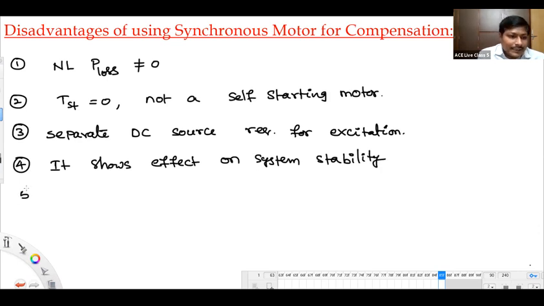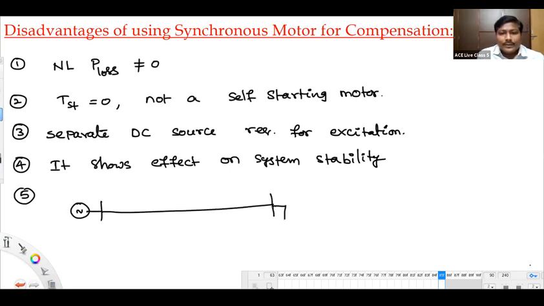Next disadvantage, I already discussed this in fault analysis. Just go through it. For example, we have a generator connected to some load, something like this. Now we are adding a synchronous motor as a condenser, let us say.